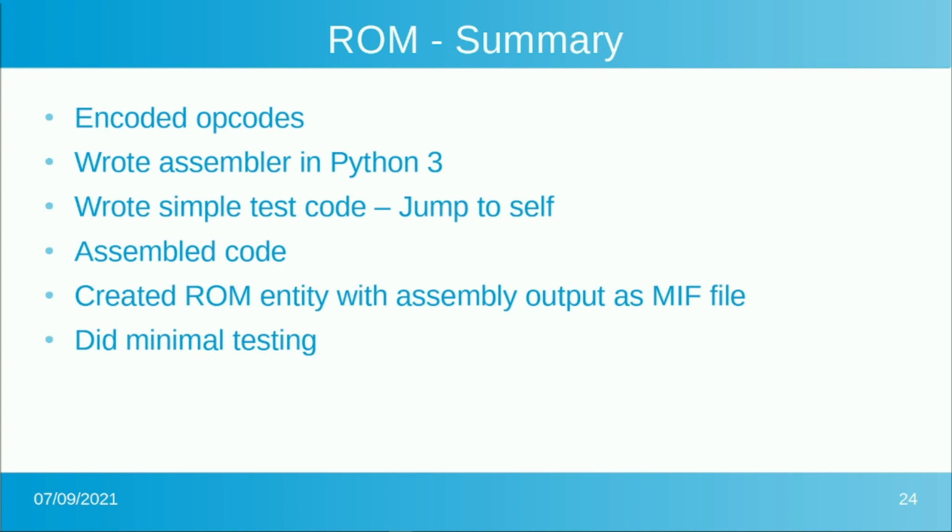So what did we do in this video? Well, we did a lot that you didn't really see, but we basically encoded the opcodes into the bits that we want to have for the particular instructions. What you didn't see was writing the assembler. Source code is up there, of course, because Python is source. And we wrote a simple test to jump to ourselves. We assembled that code, and we created a ROM entity with that assembly output, loaded it as the MIF file. And we did some minimal testing, enough to convince ourselves that the ROM is accessing and reading out constant data. We didn't change the program counter. We didn't run through any program. Didn't look at that change, but we'll do that as we move along here.